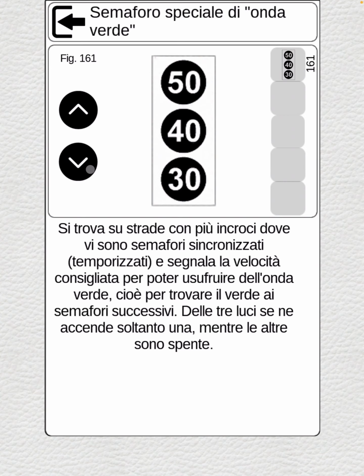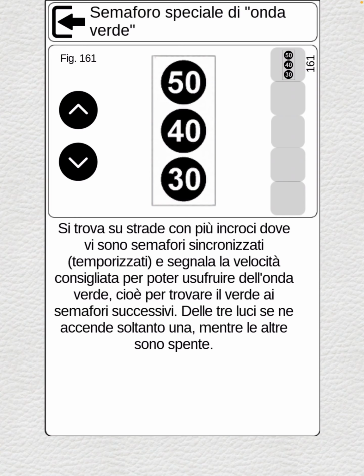Semaforo speciale di onda verde. Semaforo speciale is special, the onda verde. Even though you drive 60 speed, it does not mean anything. It's not obligatory, it's not forbidden. But the only problem is this: the traffic will be holding you. The explanation here is this. If you follow this speed on a long road with too much traffic, but you don't want to stop for the traffic, maybe the first one, or you want to pass all the traffic, that is why they call it semaforo speciale onda verde.